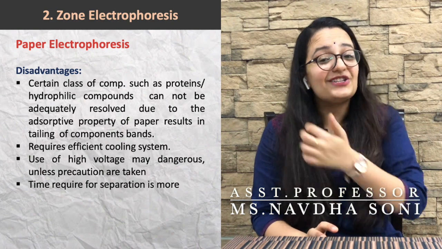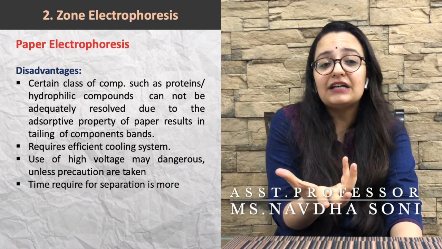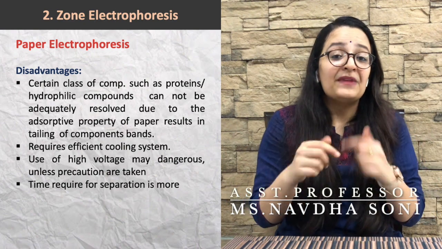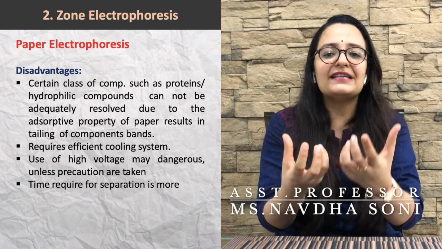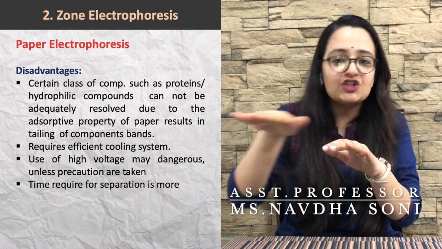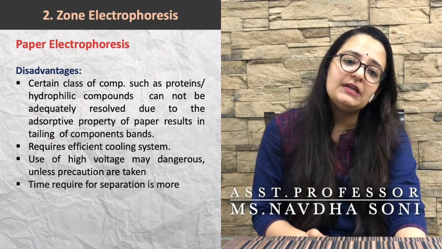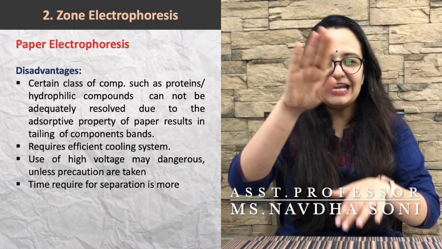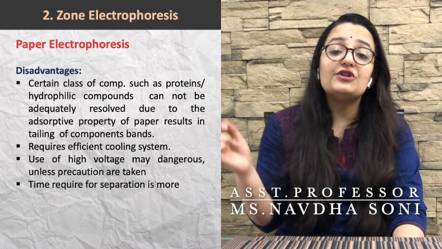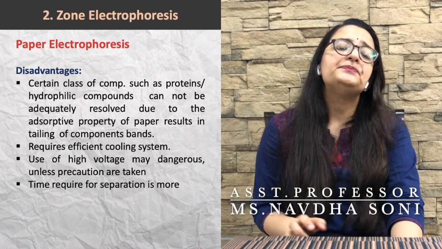There are some disadvantages also. Certain classes of compounds such as proteins and hydrophilic compounds cannot be adequately resolved due to the adsorptivity property. As I said earlier, some samples that are hydrophilic in nature get adsorbed on the surface of the paper and it may become wet. So the adsorptivity of paper results in tailing of component bands. What is tailing? We will discuss fronting and tailing of the peak in the chromatography techniques.